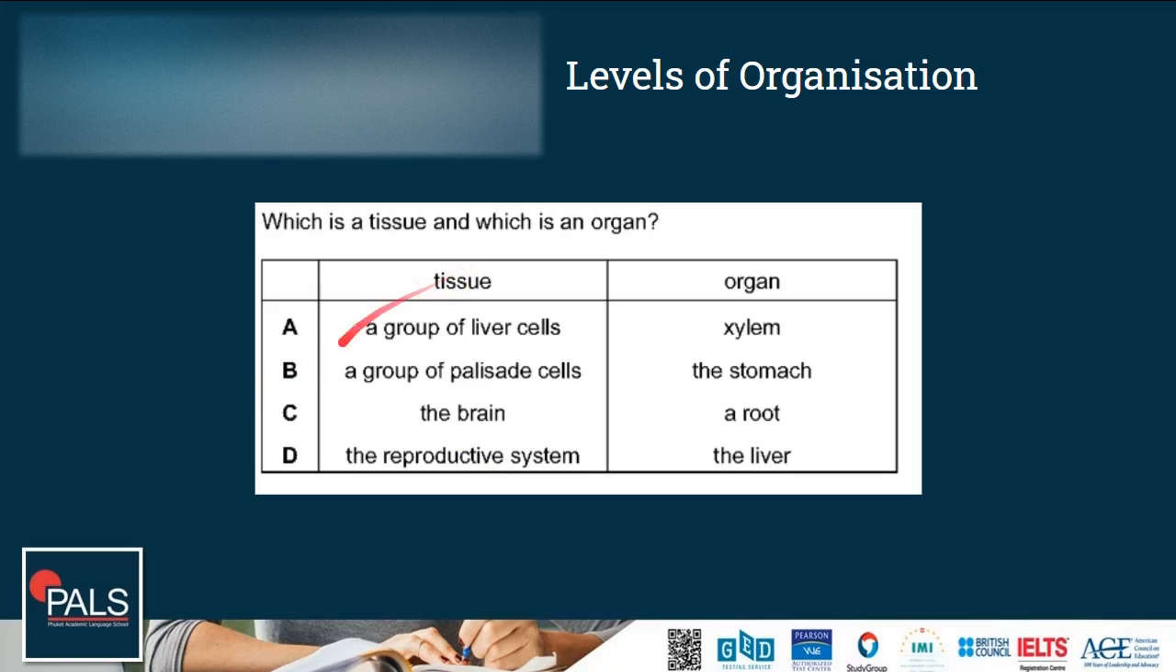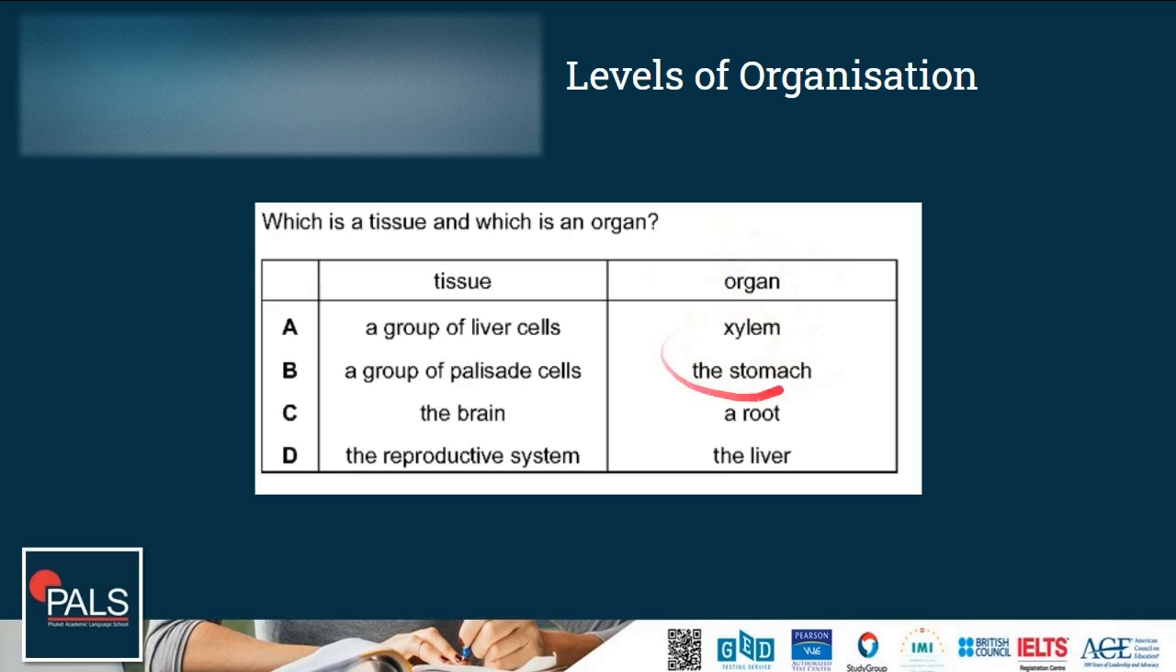The tissue, a group of palisade cells. We didn't learn yet what palisade cells are, but that is okay, because we have a group of similar cells that will work together to perform a specific function. Another tissue here would be a group of liver cells eventually. The brain is an organ, the reproductive system is an organ system. So we still have the choice between A and B here.